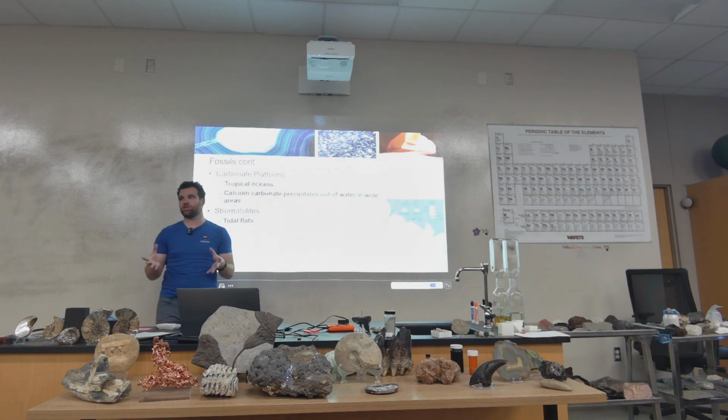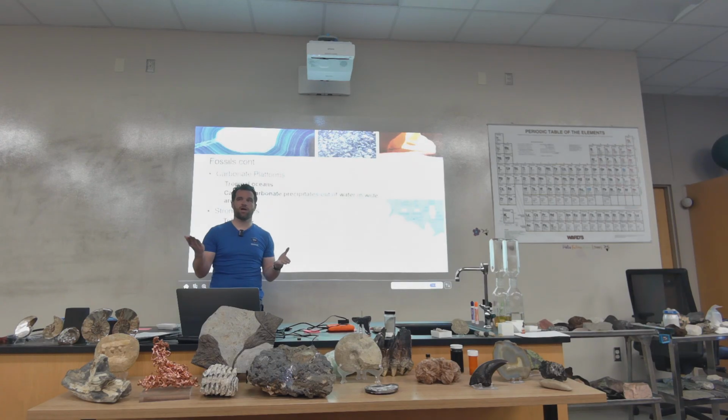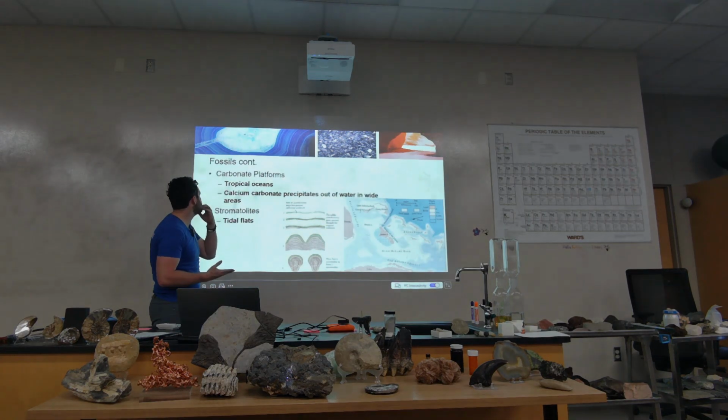This mushroomy shape, we call them stromatolites. They are interlayers of algae and sediment. Okay? They are interlayered algae and sediment.